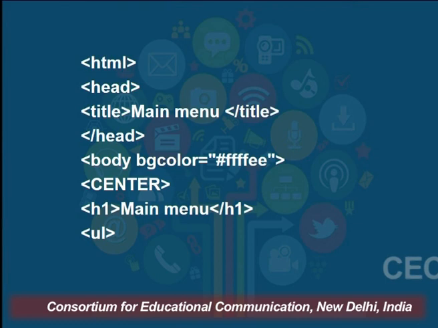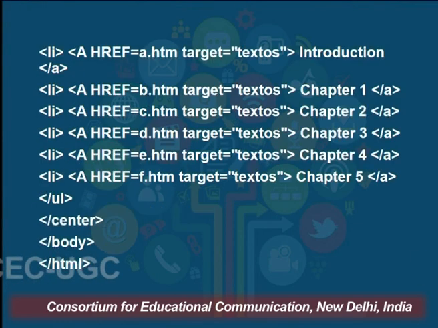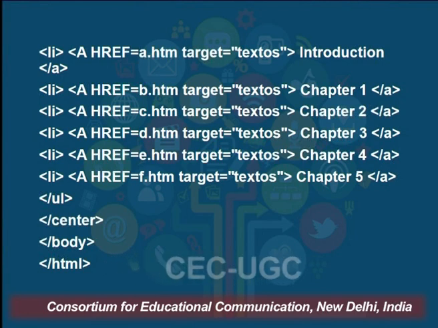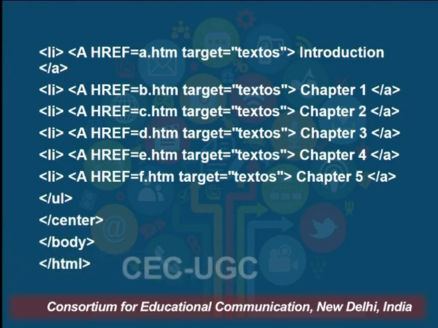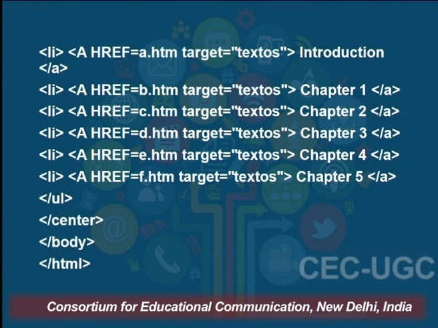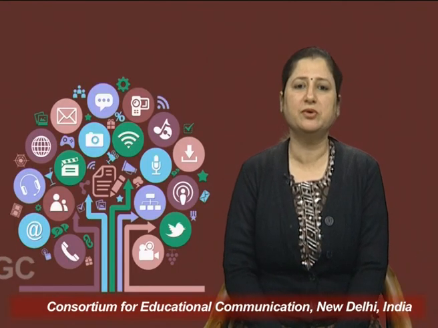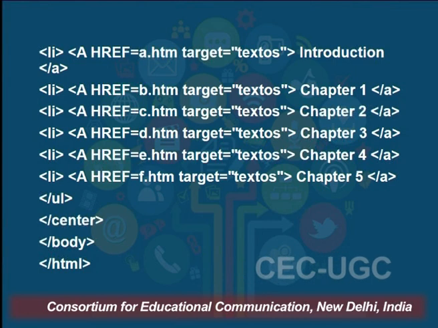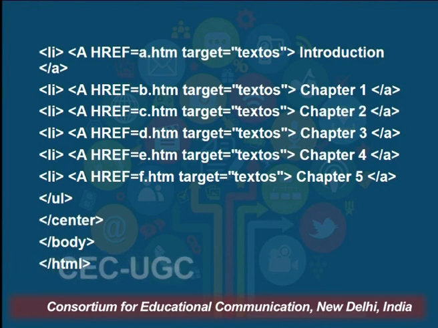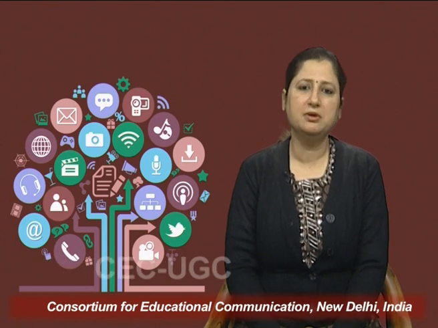So we create a structure like this, and then the first file which we see there has the links. We know that the a href tag is used to create a link, and with a href we give an attribute called the target attribute. Here you see we are writing target equal to textos. Textos is actually the name of the second frame in which we want the files to open. So we create a link chapter 1 or chapter 2, and when the user clicks on chapter 1, the file b.html will open in the frame textos.